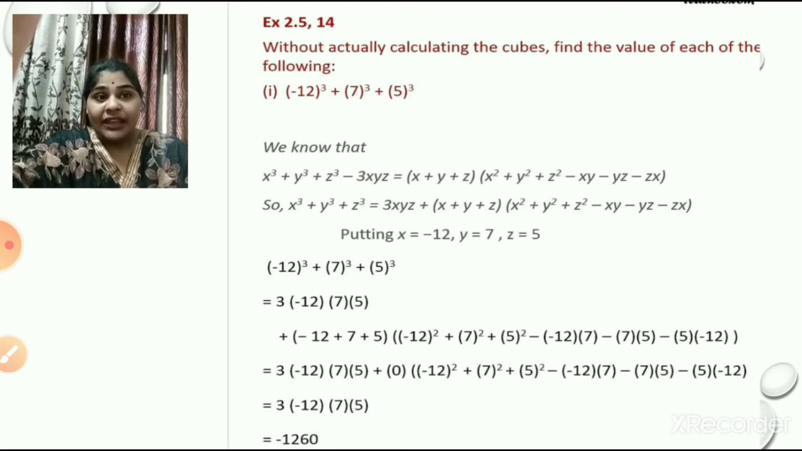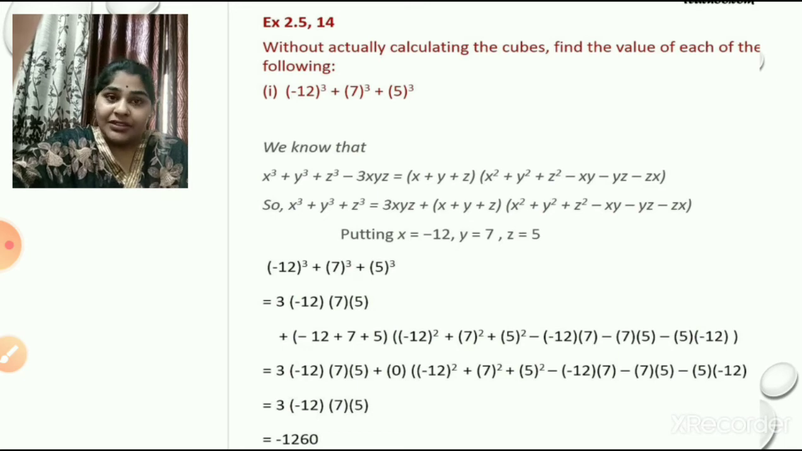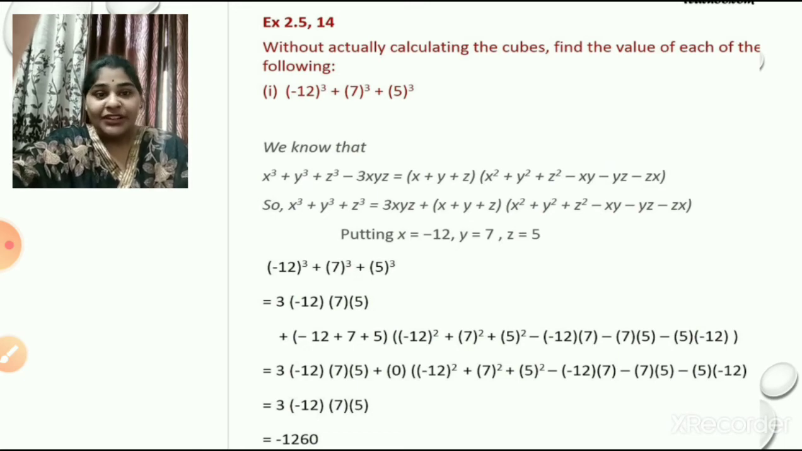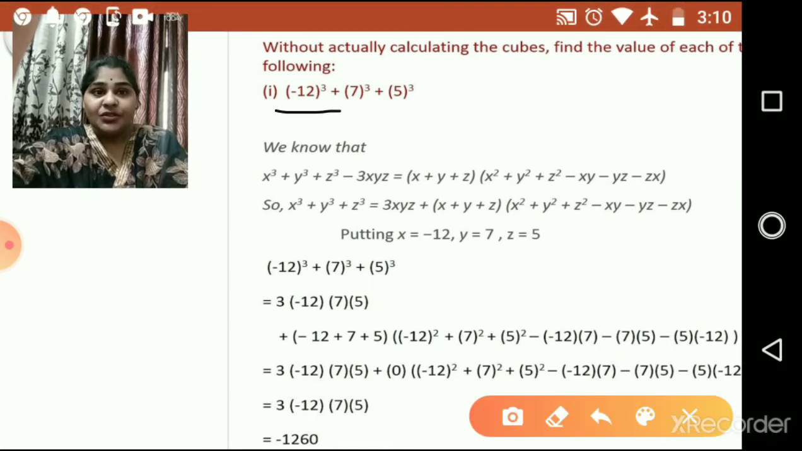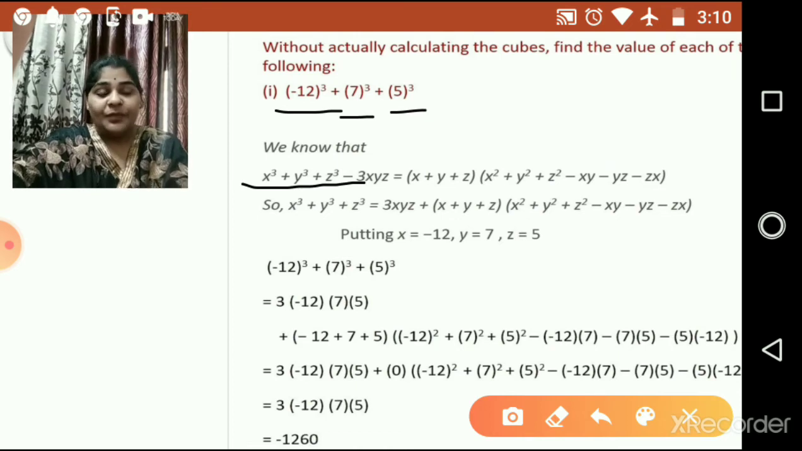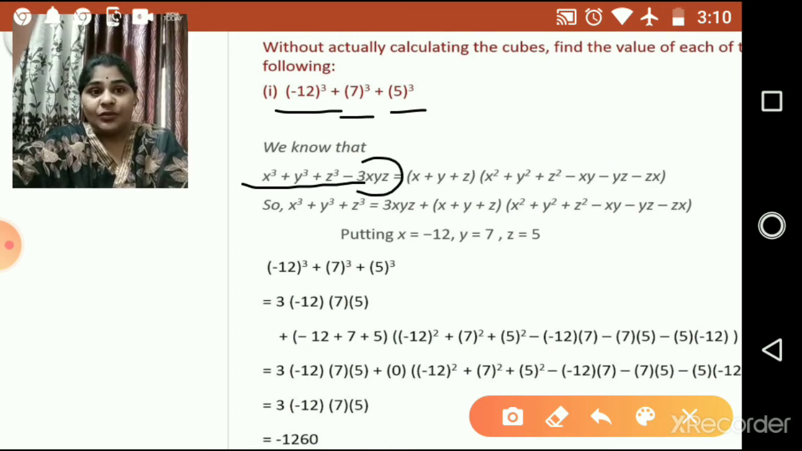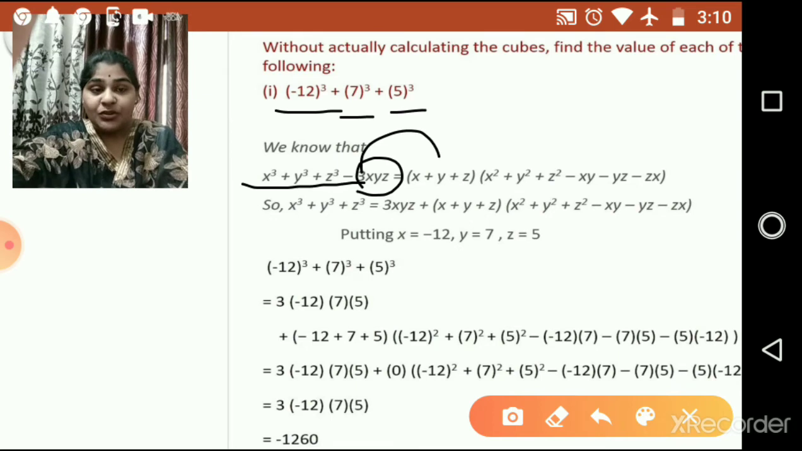Without actually calculating the cubes, here again you have to use your identity. You should not calculate the numbers, children. Use the identity, substitute the values, and automatically you will get your result. So now you can see here it is negative 12 whole cube, 7 cube and 5 cube. Now I know we have an identity x cube plus y cube plus z cube minus 3xyz, that we will transpose to the other side.